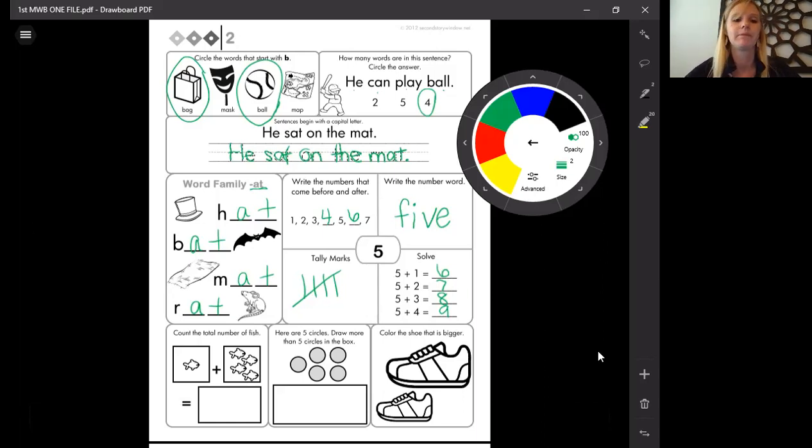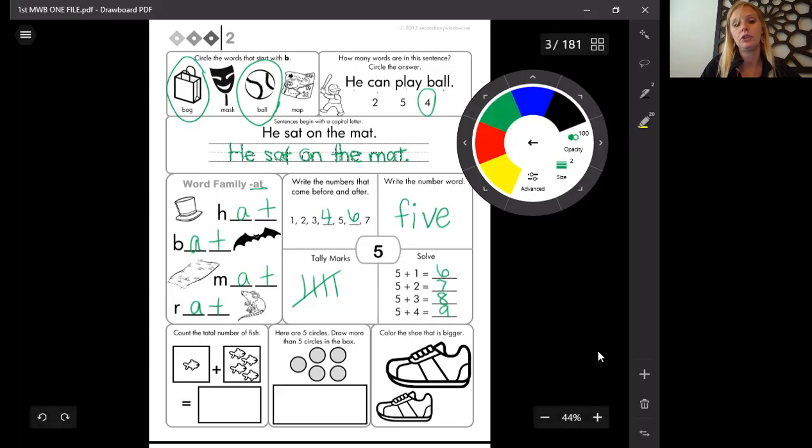You'll catch on. Count the total number of fish. So we have 1 fish plus 1, 2, 3, 4. So I could just count them all together. 1, 2, 3, 4, 5. 1 fish plus 4 fish gives me 5 fish.